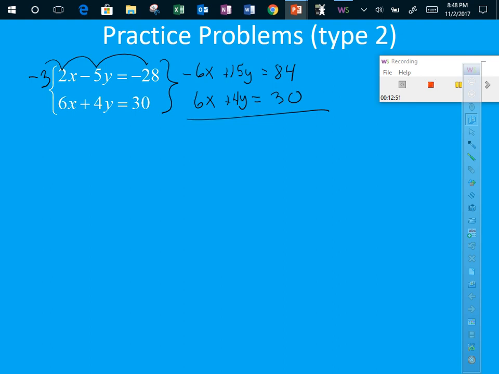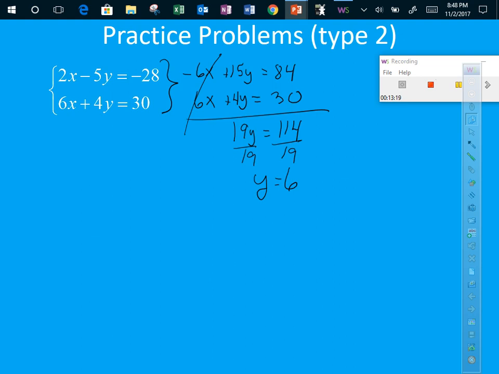Now, when you add, something's going to drop out. The x's drop out. 15y and 4y make 19y equal 114. Divide both sides by 19 and get 6. So my y value is 6.